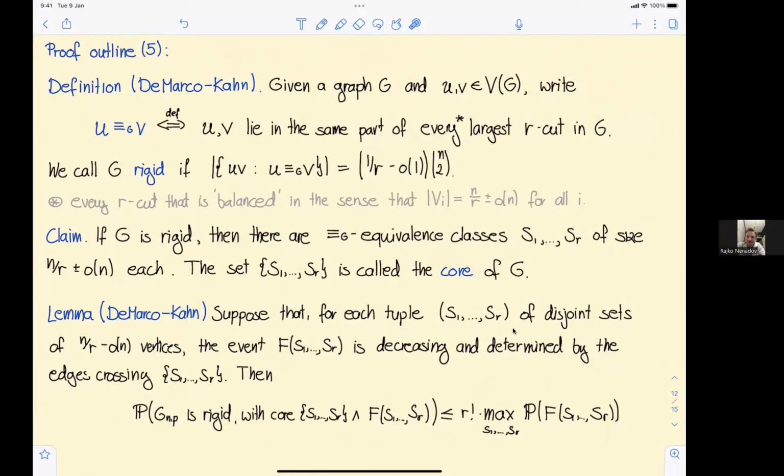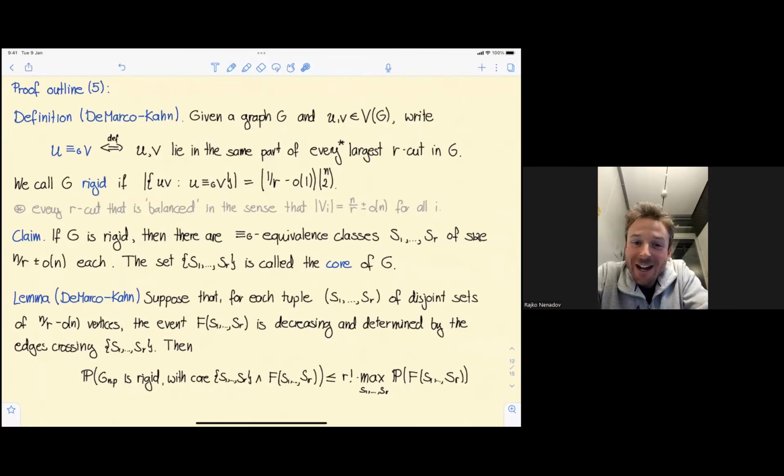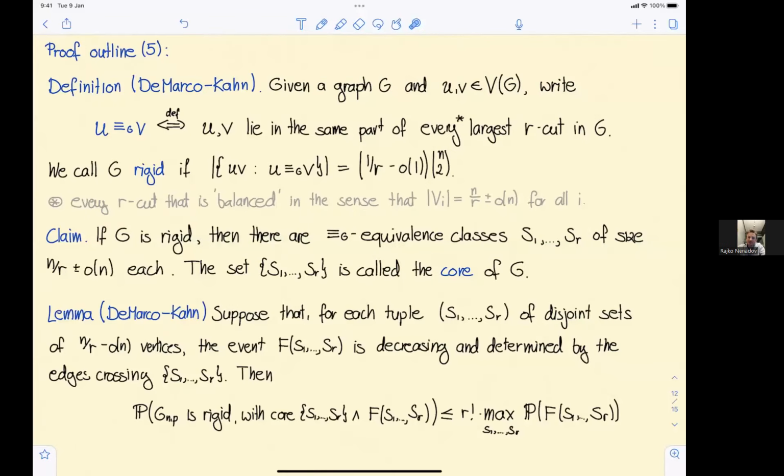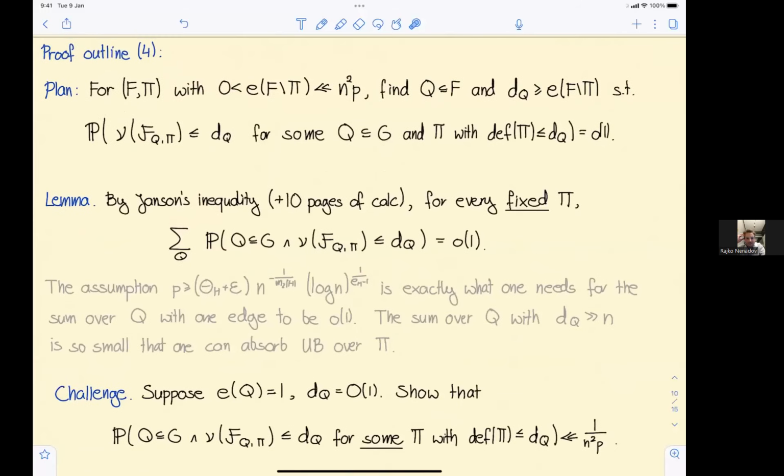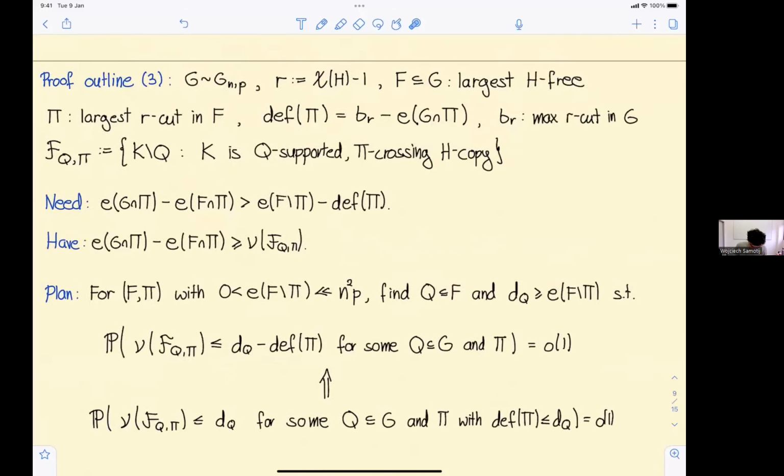Hi, Wojciech. Hi, Raiko. Thank you for a nice talk. Maybe can you tell us a bit at which point does your proof depart from the DeMarco Kahn proof for the K_{R+1} case? Yes, it departs here.